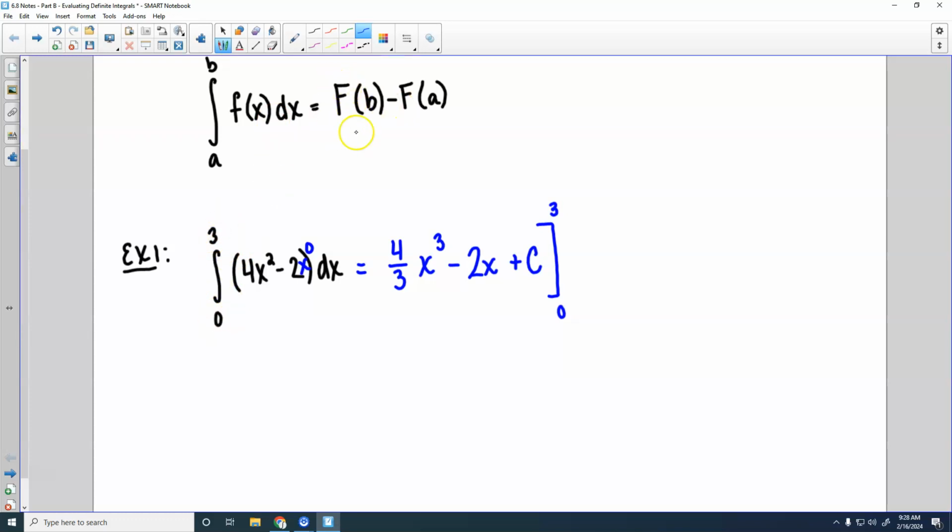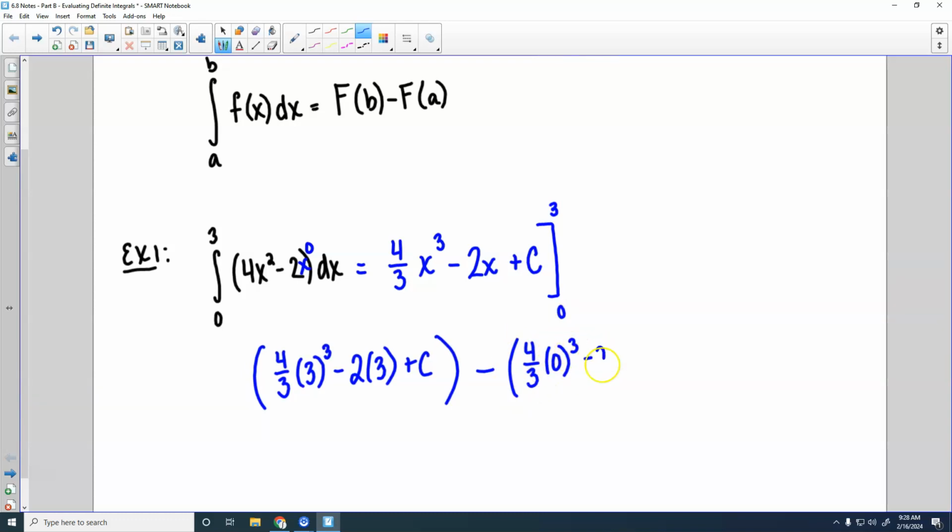All right, which means we need to do f of b minus f of a. So this is like our new function for our capital F of x, and we have to do F of 3 minus F of 0. So that will look like this. Our F of 3 part, we'll just plug in 3. So we'll have 4/3 times 3 cubed minus 2 times 3 plus c. And then we will subtract F of 0, or capital F of 0. So we'll have 4/3 times 0 cubed minus 2 times 0 plus c.